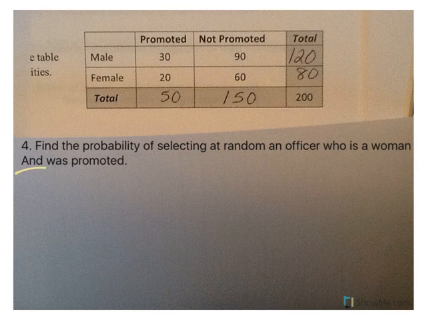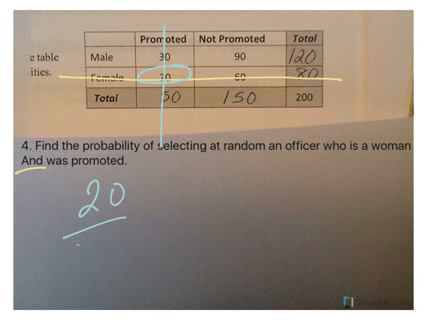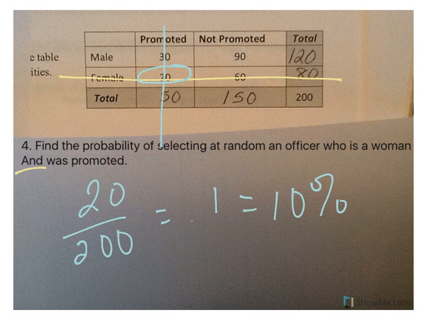Let's get to the word and, where and is both. So we're looking at the intersection. Find the probability of selecting an officer who is a woman, so here's woman, and promoted. Where do they intersect? Right here. So we have 20 over 200, 0.1 or 10%. So when you're looking for and, you're looking for the intersection. Where do they intersect?